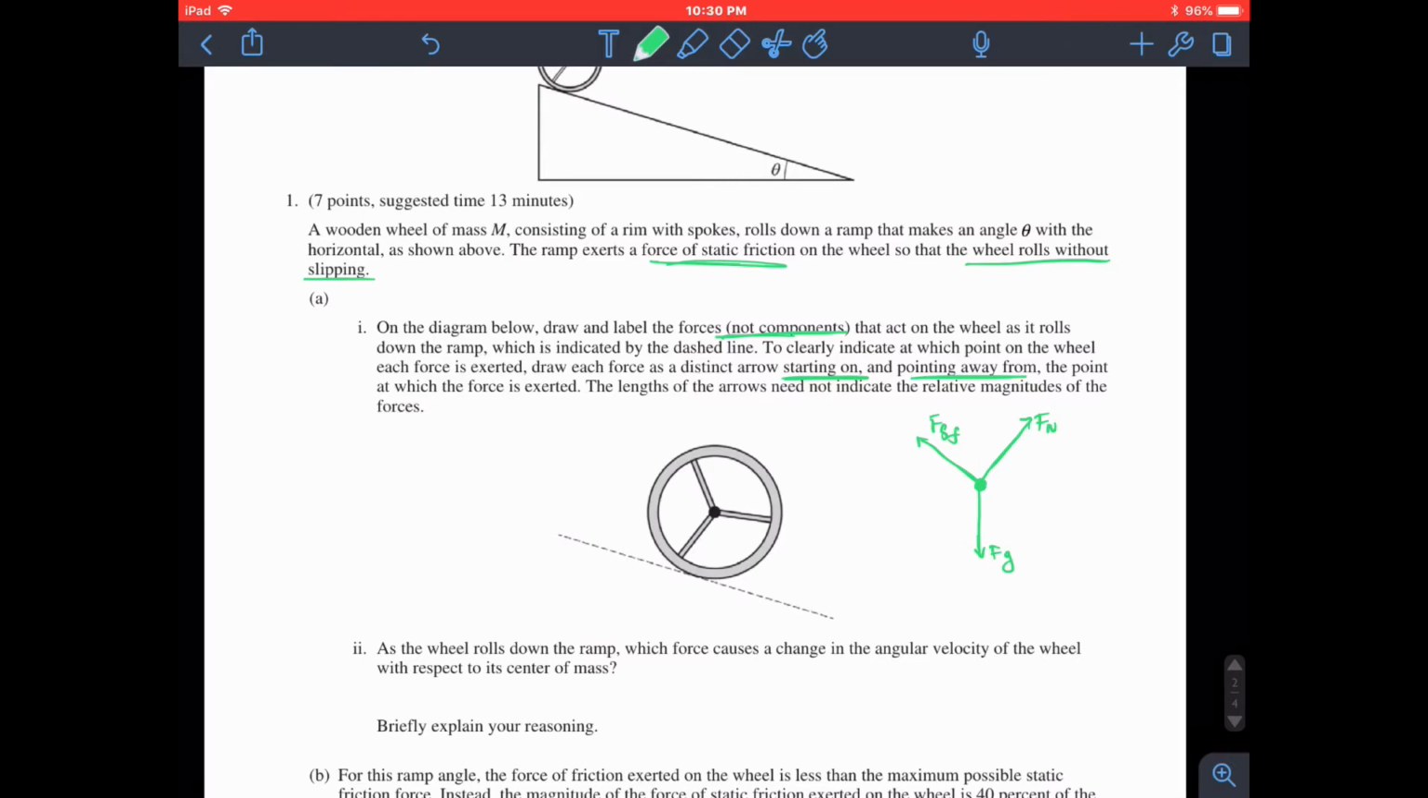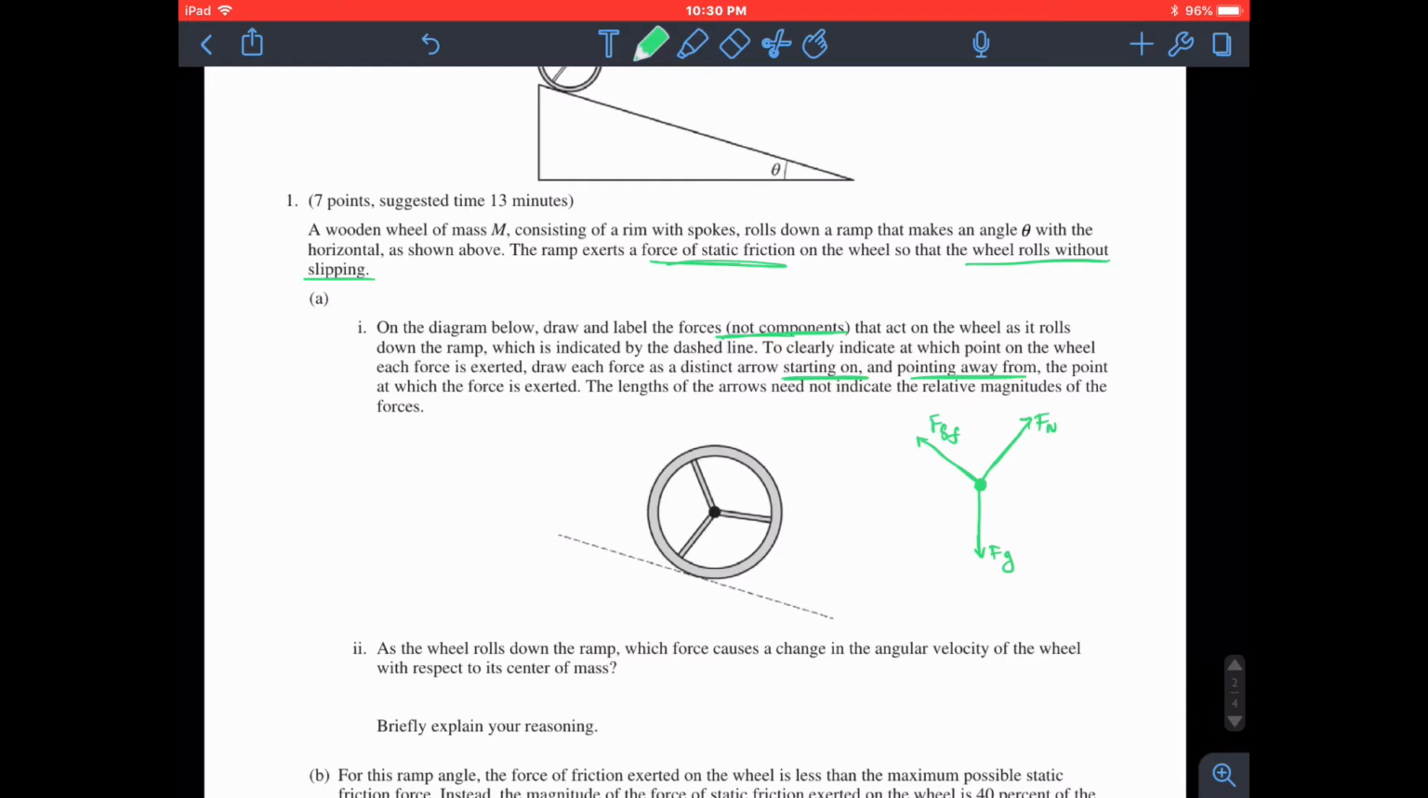However, they do say that we have to clearly indicate at which point on the wheel each force is exerted. So in order to do that, we can't just draw it from the center of mass like this, which is a common mistake people might make on this question if they haven't read it carefully enough. So having understood that we have to draw the force from the point at which the force is exerted, let's talk about the force of normal in that situation.